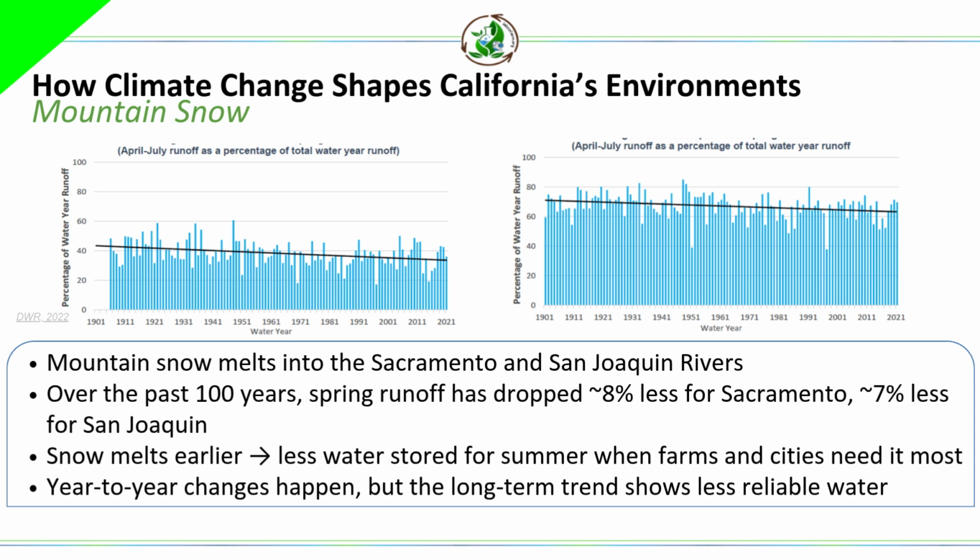Now let's look at mountain snow in California. Snow in the mountains melts into the Sacramento and San Joaquin rivers, which supply water to farms, cities, and ecosystems. Over the past 100 years, spring runoff has decreased, about 8% less for the Sacramento River and 7% less for the San Joaquin River. Snow is melting earlier in the year, which means less water is stored for summer when it's needed the most. Year-to-year changes still happen, but the long-term trend shows that water is becoming less reliable. This is a big challenge for agriculture and cities that depend on a steady water supply.